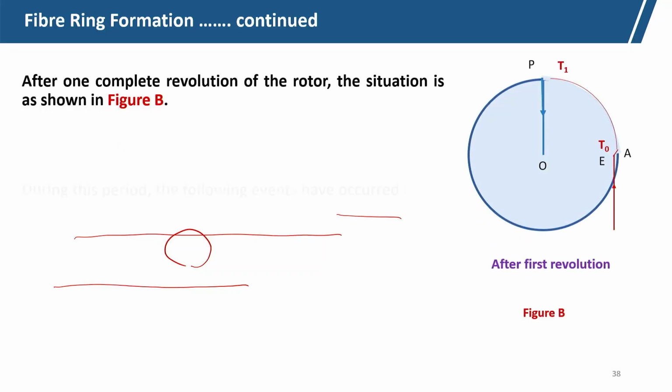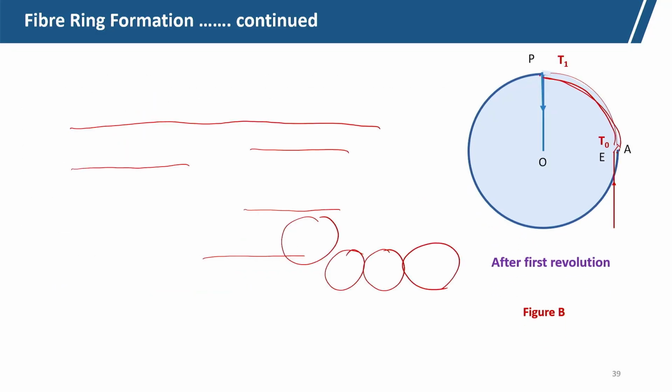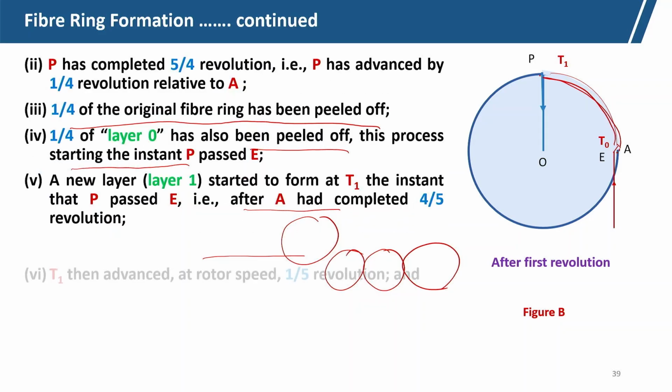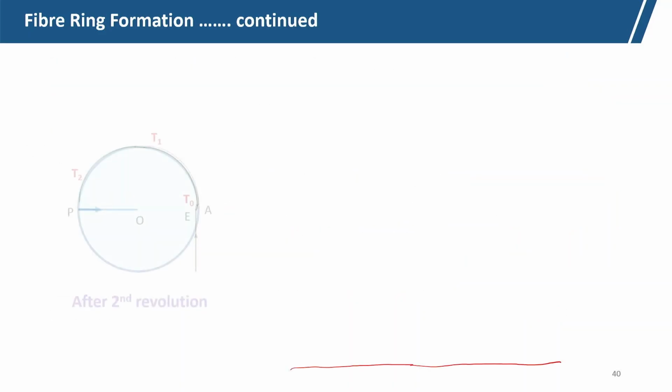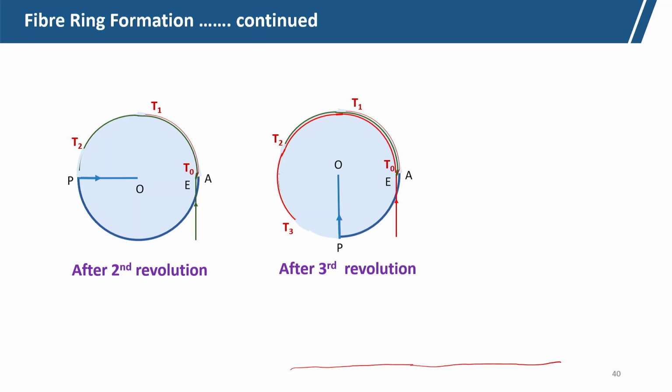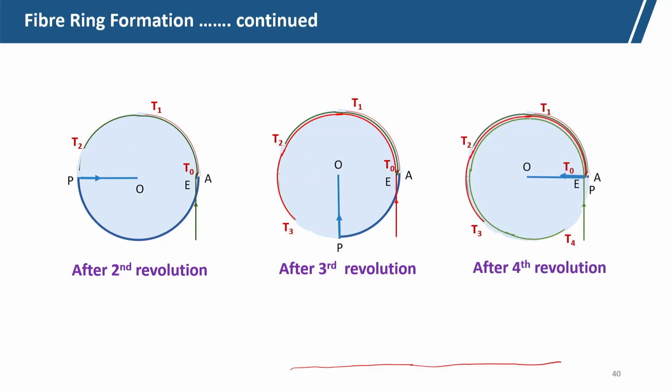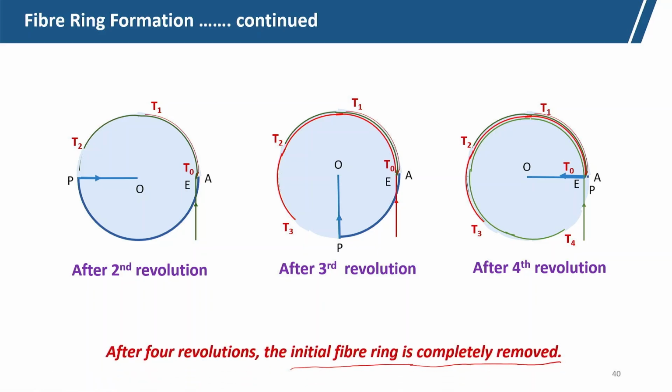So, 1/4 is removed after the first revolution. After the second revolution, half of the fibers are removed, after the third 3/4 is removed, and after the fourth, the complete revolution, the initial deposition is removed. So, after 4 revolutions, the initial fiber ring is completely removed.